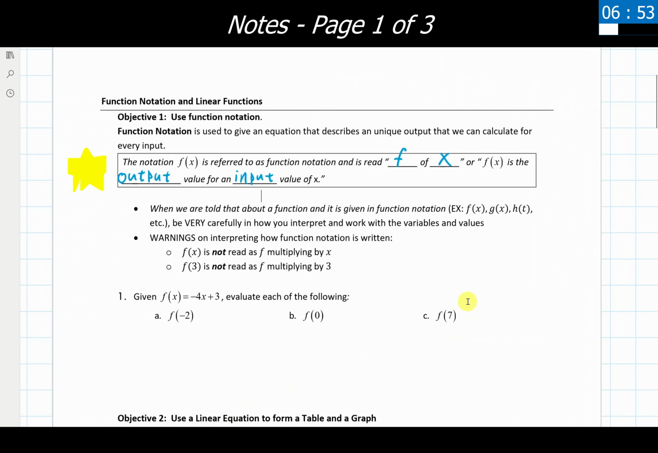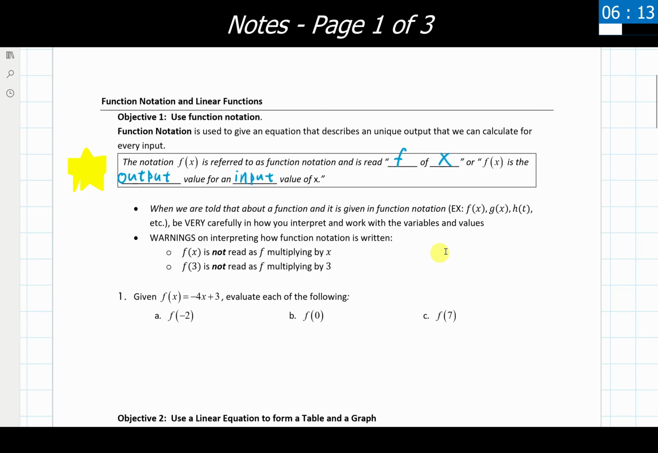So as we're looking at this, we have a lot of different forms that we can see function notation written in. Sometimes we're going to see it just as f of x, but we can see it written as g of x or h of t or maybe a of b, things like that. So this is another instance where we want to be very careful in how we interpret and work with the variables and values. Which variable represents the input values and which variable represents the output values. It's a very subtle thing, but it is very important as we are going through these problems.